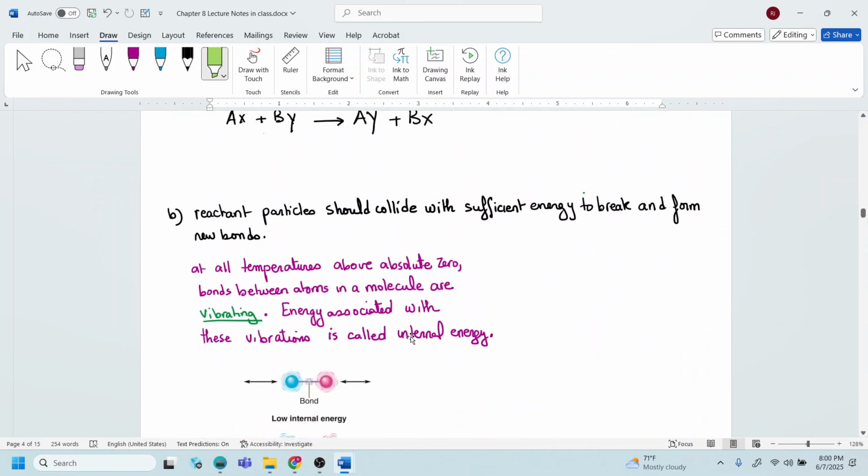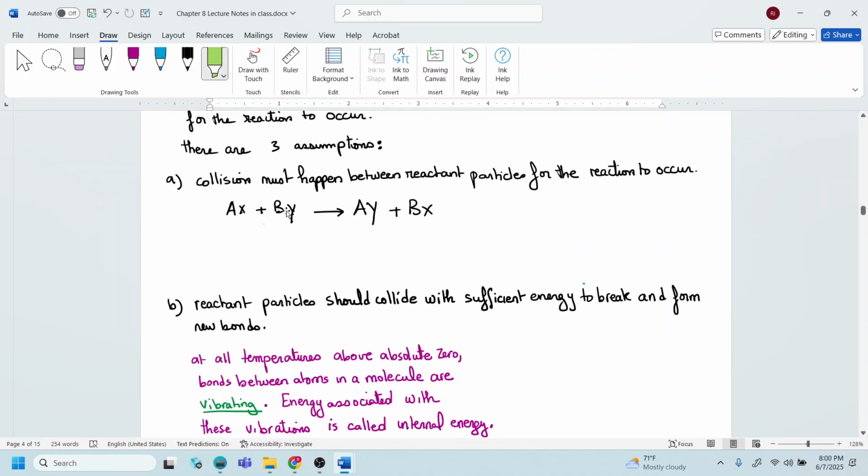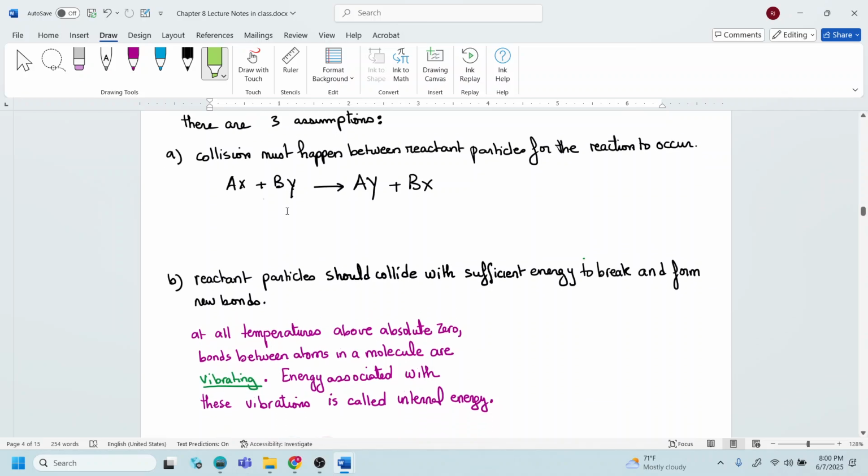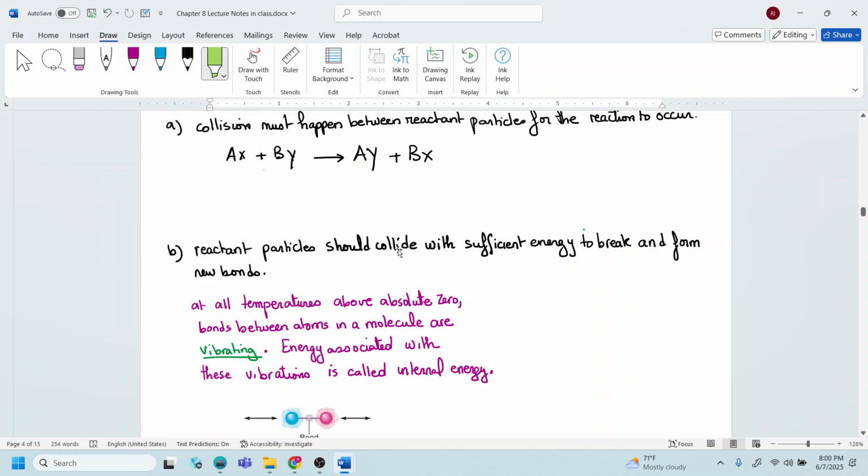The second assumption is the energy. Reactant particles should collide. We said that collision is going to happen between reactants, right? But the collision requires minimum energy. So the collision should happen with sufficient energy, which we call minimum energy. And that minimum energy is required to break and form new bonds.